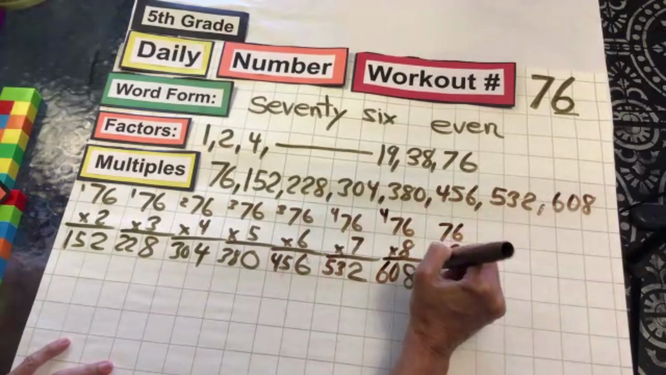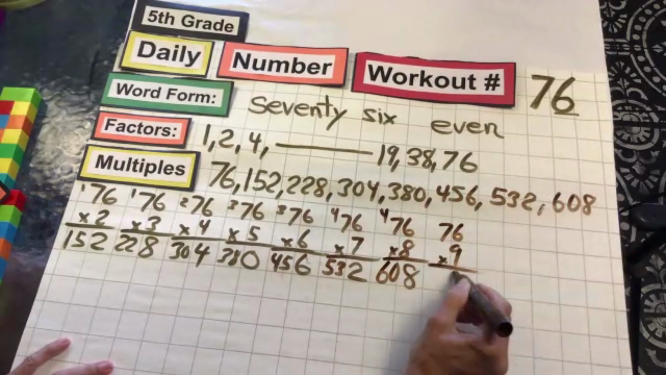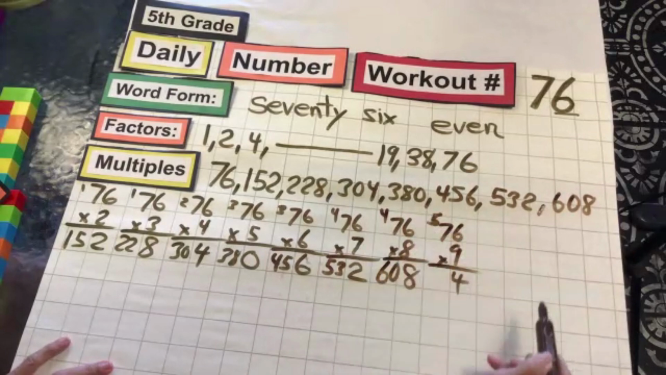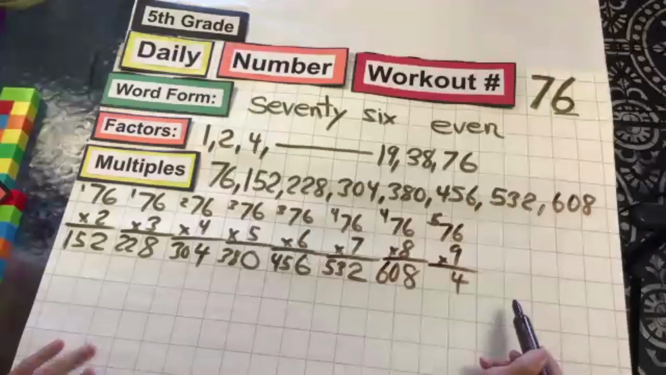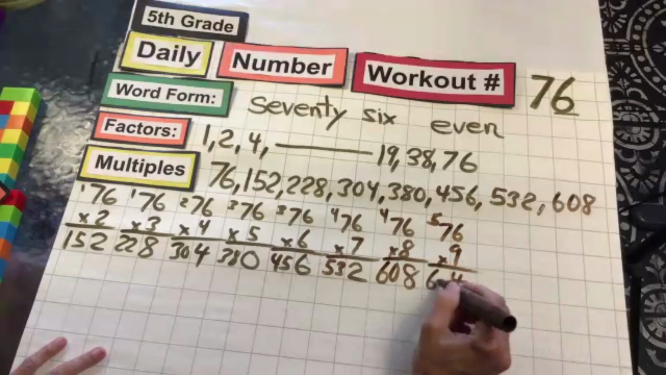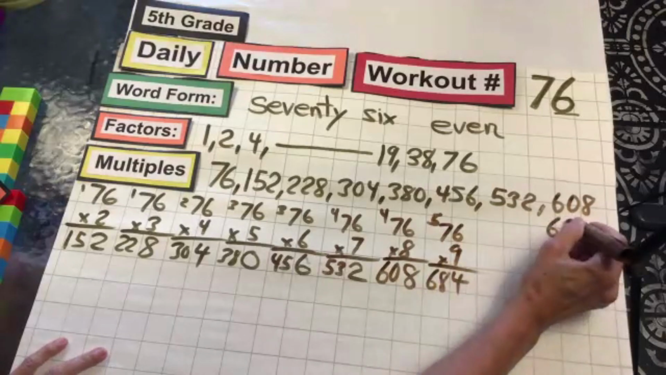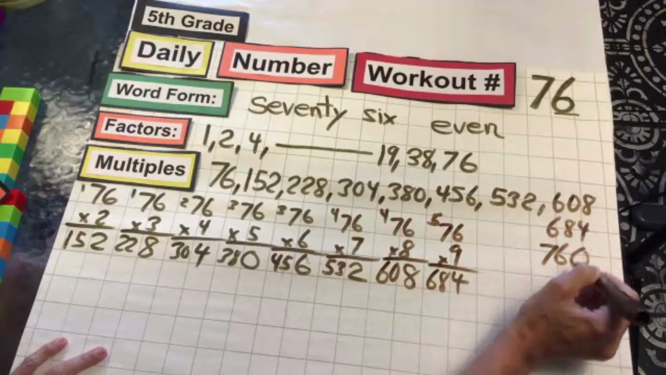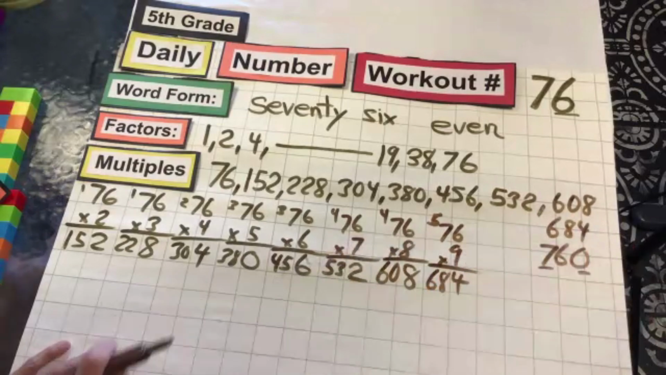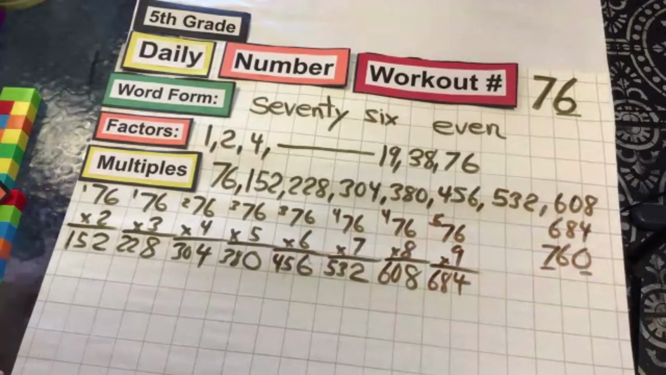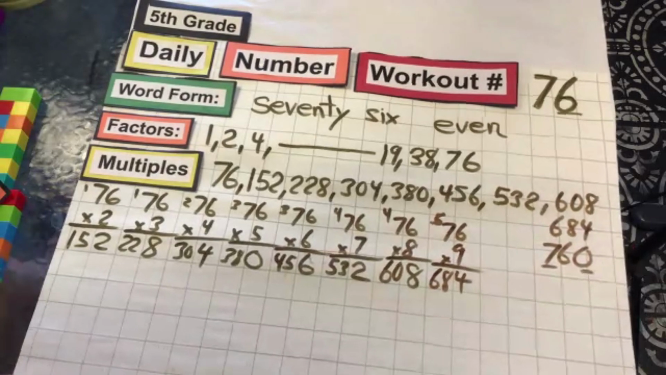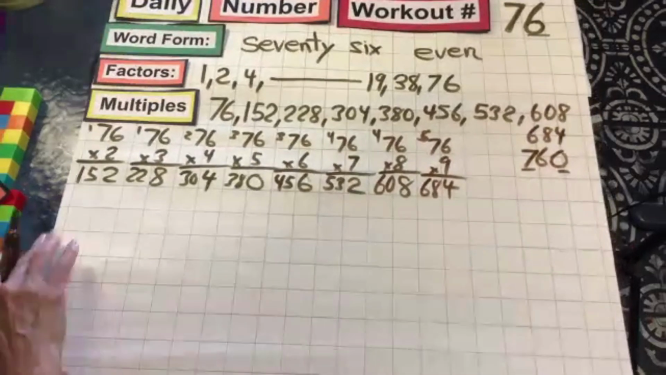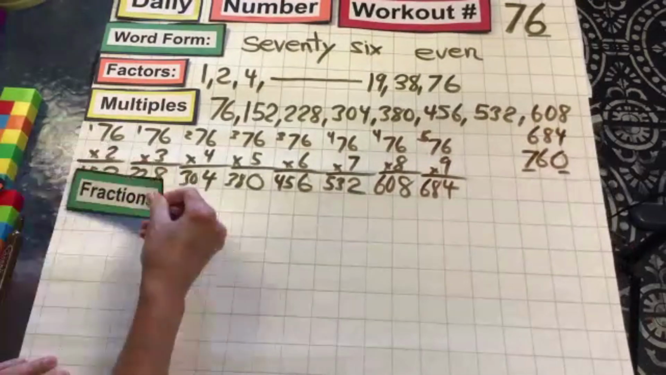9 76s. 9 times 6 is 54. Drop the 4, carry the 5. 9 times 7 is 63, plus 5 is 68. 684, and any number times 10 is that number with a 0 in the ones place. And we're done with our first 10 multiples of 76. All right, let's move on to fractions, percents, and decimals.